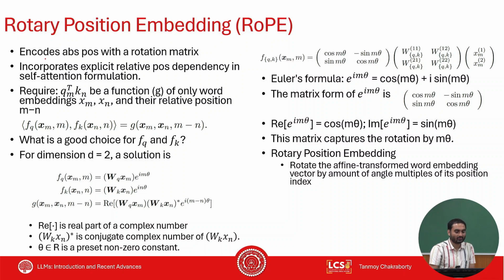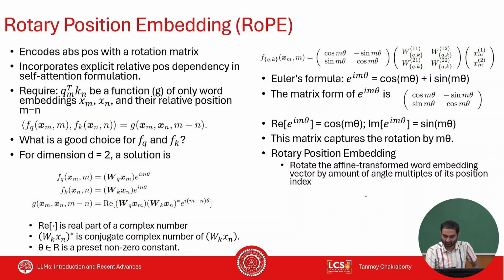So RoPE encodes the absolute position with a rotation matrix. How do we rotate a vector? We rotate a vector using a rotation matrix. By the way, when we multiply a matrix with a vector, it is just a linear transformation, right? Due to the transformation, the magnitude of the vector may change. But a rotation matrix is a special matrix. If we multiply it with a vector, the magnitude will remain the same, but the angle will change.